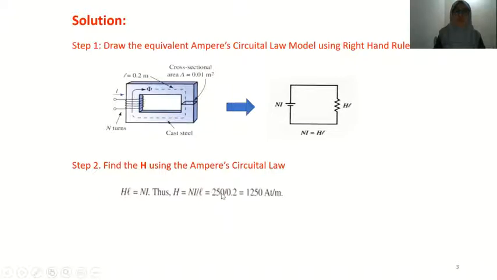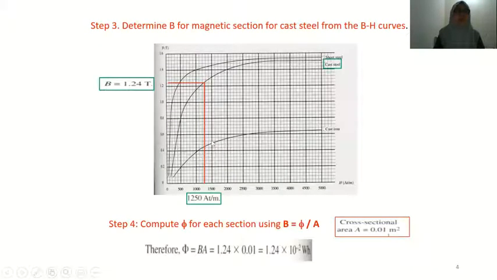Your Ni is N times I, and N is 25 and I is 10 ampere, so you get Ni as 250, divided by the length, which is 0.2, and you get H as 1250 ampere turns per meter.